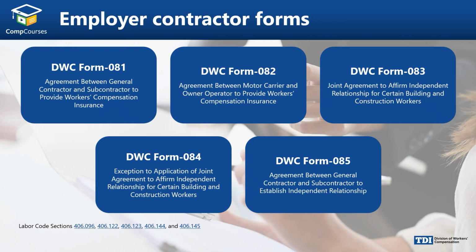So these are employer contractor forms. These forms are agreement and declaration forms as per Texas Labor Code 406.096. And these are forms DWC Form 081 through 85. Now, the purpose of these forms is to define relationships between contractors, subcontractors, motor carriers, owner-operators, and or independent contractors. These forms help clarify who provides workers' compensation coverage, reduce ambiguity and liability in any work injury, and can include joint agreements affirming independent status. However, employers would decide which agreement is appropriate for their circumstances.